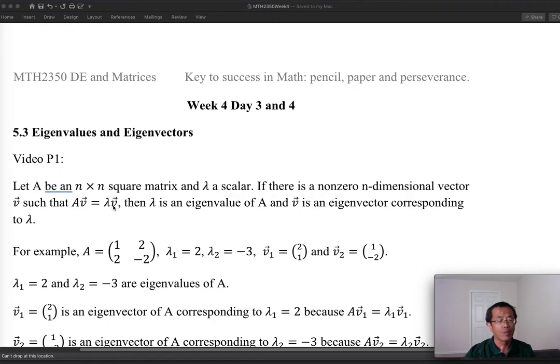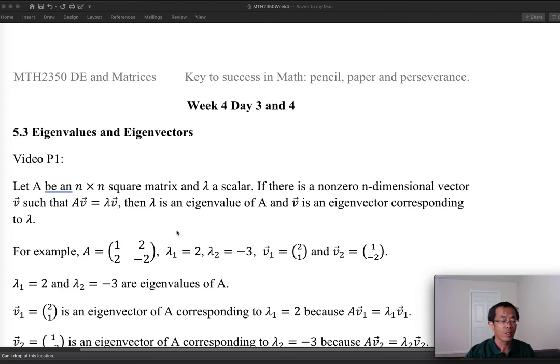Not all vectors will have such a situation. So v is an eigenvector corresponding to lambda. For a square matrix, if A times v turns out to be lambda times v, where lambda is a scalar quantity and v is a vector, then we say lambda is an eigenvalue of the matrix A, and v is an eigenvector corresponding to that lambda.